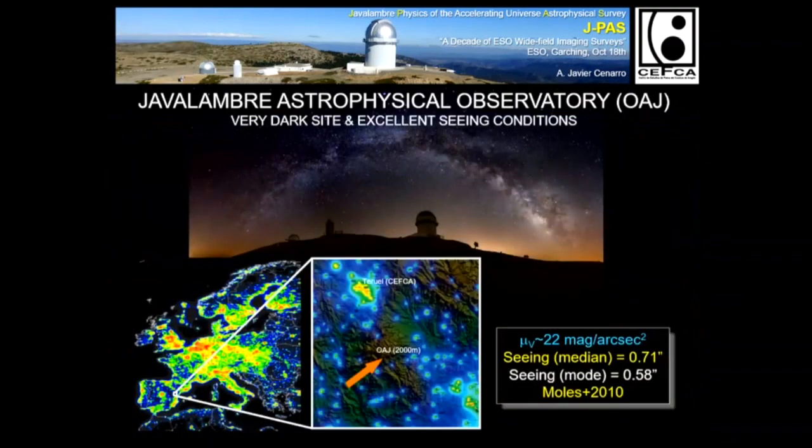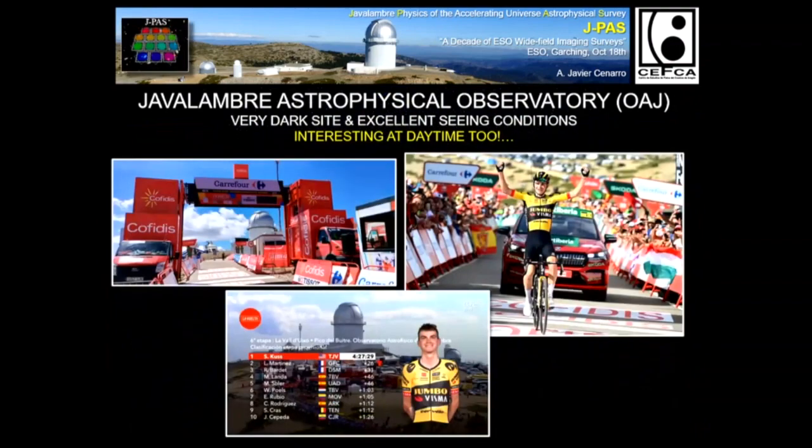It's a very dark site with excellent seeing conditions. You can see that we are in a very dark area in mainland Spain, northeast of Teruel, and down there it will be Valencia, and we are reaching 22 magnitudes per square arcsecond, okay? This is surface brightness in the sky, in the zenith, and then the seeing is around 0.7, okay? So it's a very interesting place for doing professional astronomy, and it has a lot of possibilities. This is during the night, and also very interesting during the day. If you like cycling, probably you have seen that six weeks ago there was one of the stages of the Spanish Vuelta ending at the Javalambre observatory, okay?